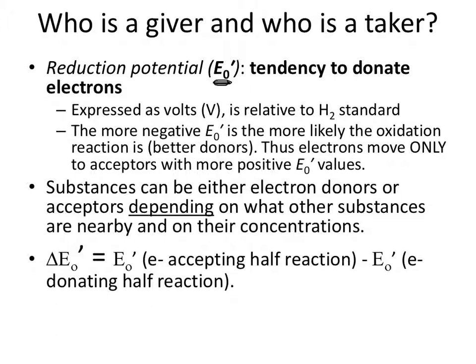In nature, whether or not a substance acts as an electron donor or an acceptor usually depends on what other substances are in its environment and what their concentrations are. So these calculations can get really complex, and I'm hoping to keep them to a fairly basic theoretical level for the purposes of our class. For any given total redox reaction, you can calculate the change in redox potential, the delta E value, by using the equation shown, taking the redox potential associated with the electron accepting half reaction and subtracting the redox potential associated with the electron donating half reaction. Let's think a little bit more on that.